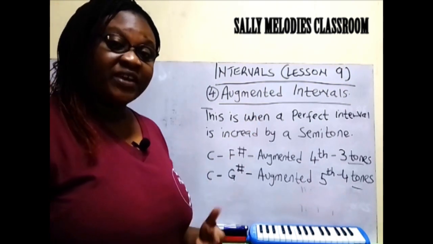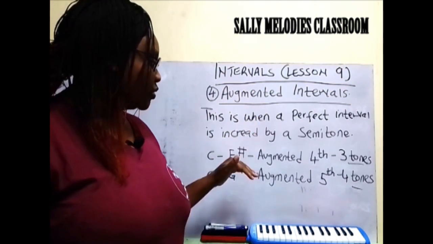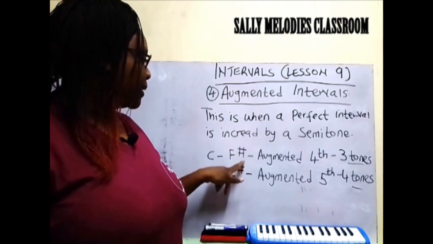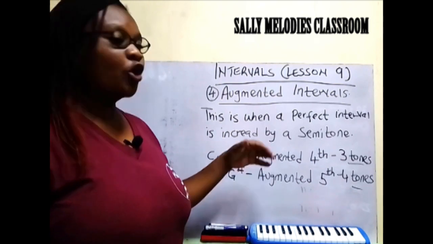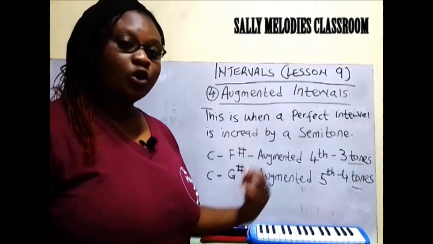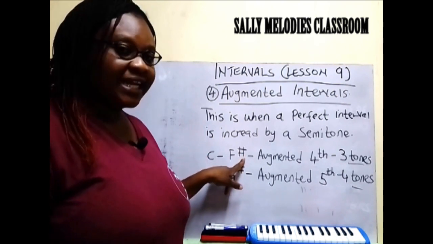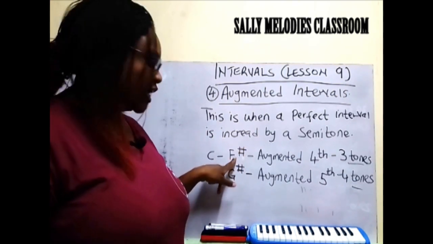In the previous lesson, we talked about a perfect fourth. But today we are talking about an augmented fourth. Because as you can see, there is something that has been added here. We have a sharp at F.